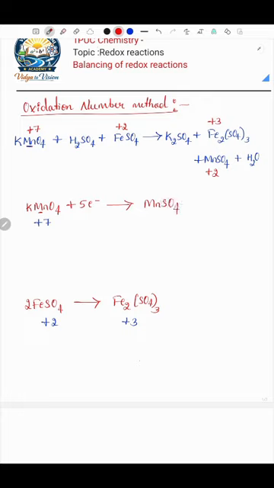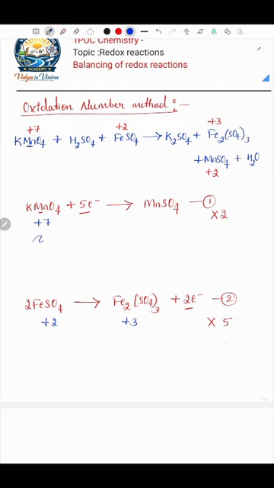But in case of iron, iron changes from +2 to +3. It is losing 1 electron, but as there are 2 iron atoms, it is losing 2 electrons. There is gain of 5 electrons, loss of 2 electrons. This is not possible because the number of electrons lost and gained should be equal. Hence, the first equation we multiply by 2, and the second equation multiply by 5 so that the number of electrons lost and gained will be the same.